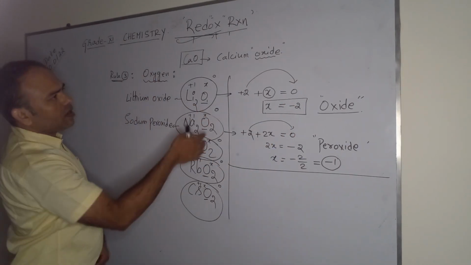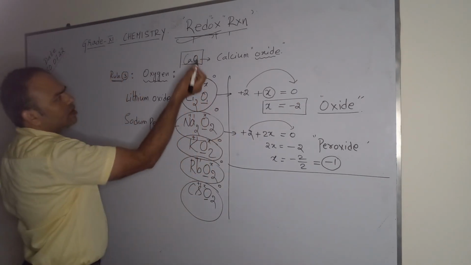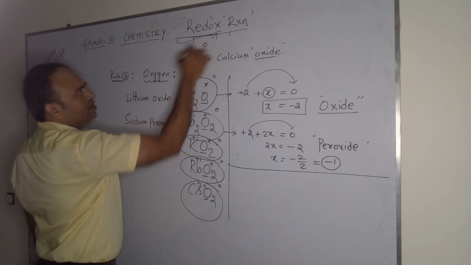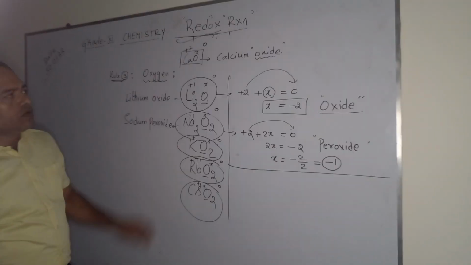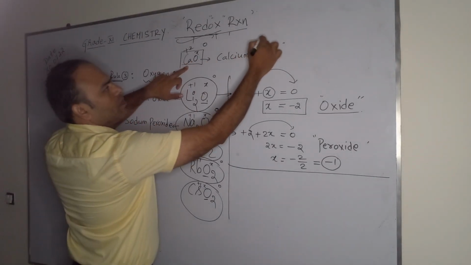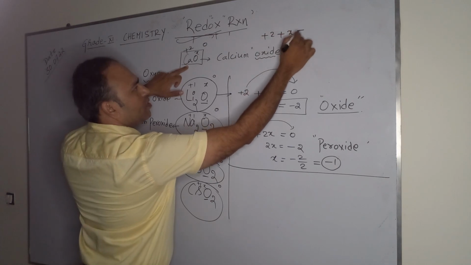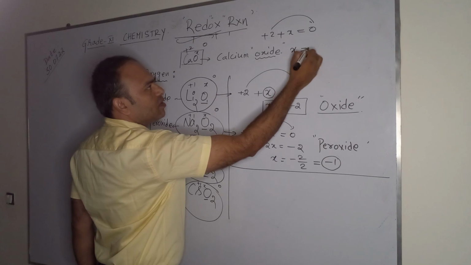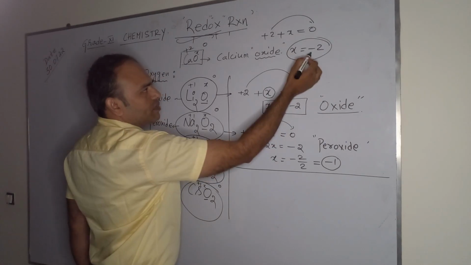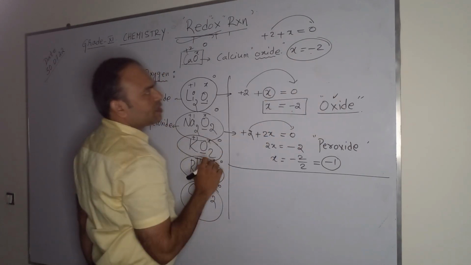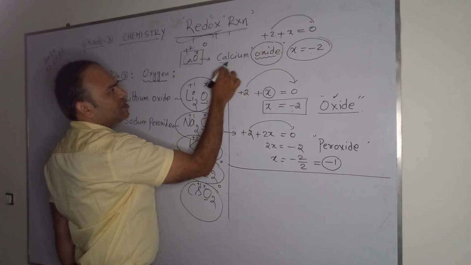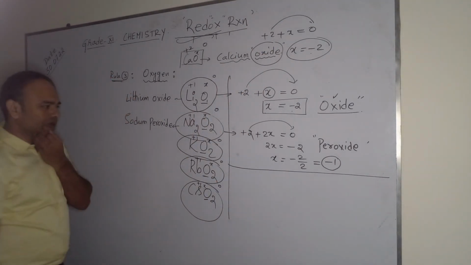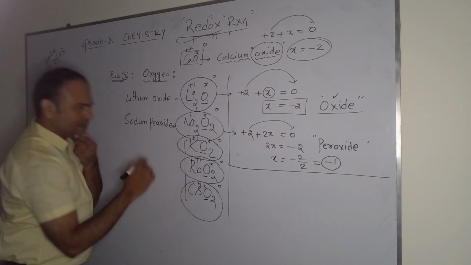Example, just now you took CaO. Here also you can say calcium is +2, this is X, total is 0. Now how to calculate, you know this, no? +2 plus X is equal to 0. Send this to the other side, so X is equal to -2. Whenever we have -2, you call it oxide. Therefore, calcium oxide. Hope you understood this. Fine.